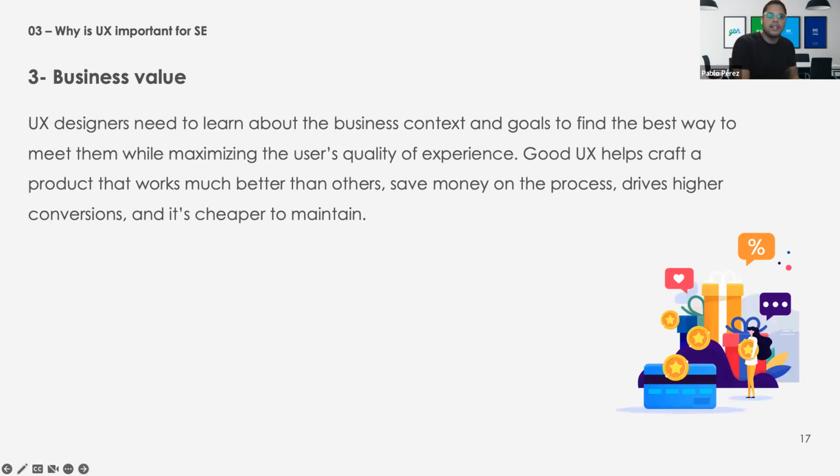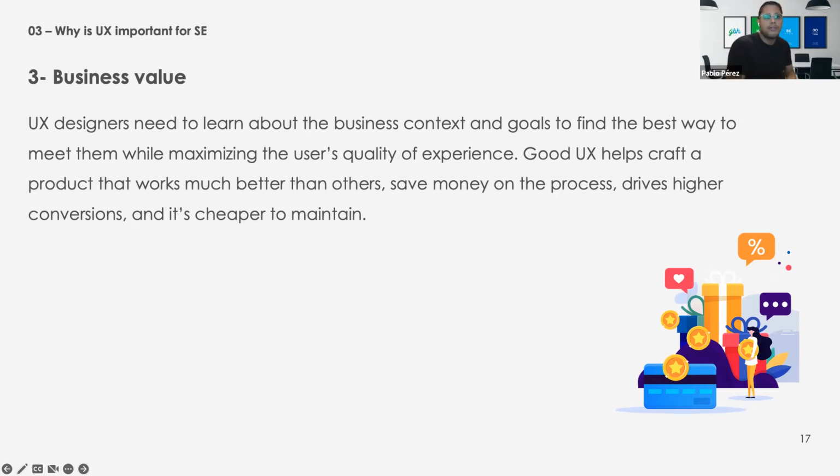And the third perspective is business value. UX designers need to learn about the business also, and the business goals to find the best way to meet them while maximizing the user's quality of experience. Like I said, we have this like a Venn diagram. We have these two actors in this experience. It's the business that needs to make money, needs to create something that works, something that is scalable, something that is cost effective. And we have, on the other hand, the users who will eventually be customers that are going to be using the products, are going to be making that product a success. And we have to meet both expectations. We have to find a way to understand both perspectives and craft the best solution to solve all the problems.